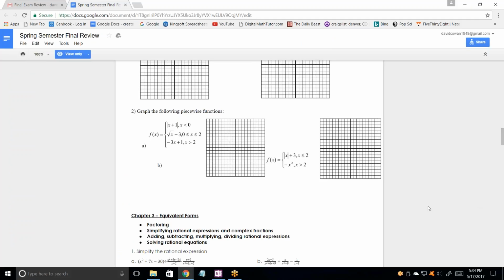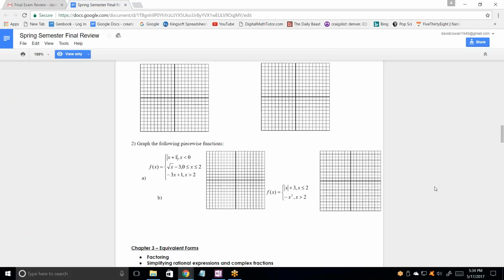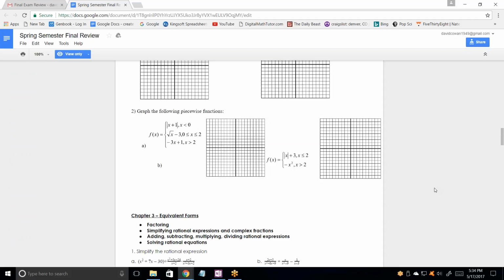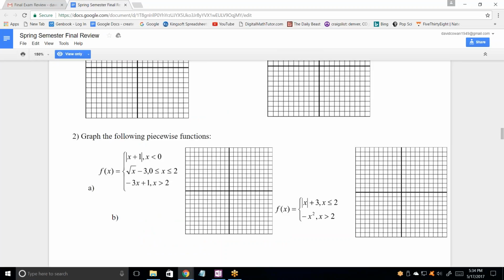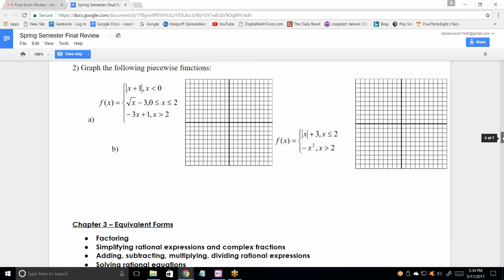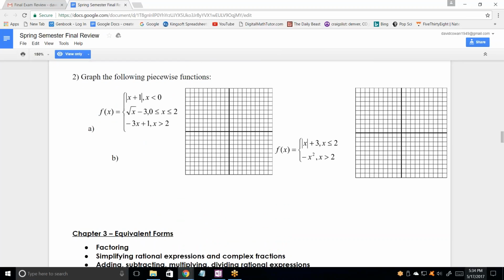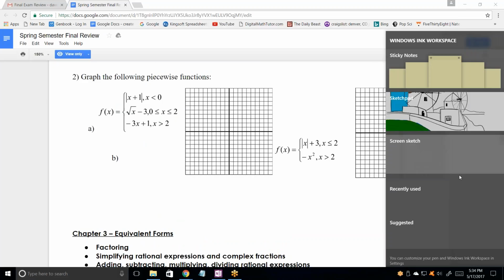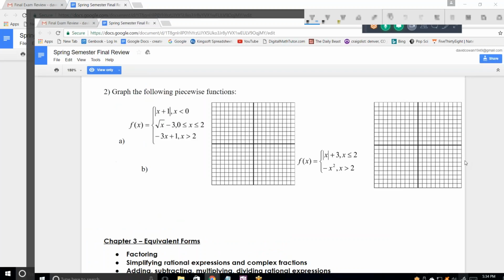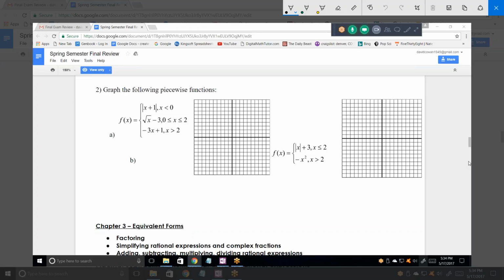We'll start with number two then. Hold on a second. Just have to figure out how to... There it is. Okay. Picture of it. Alright.